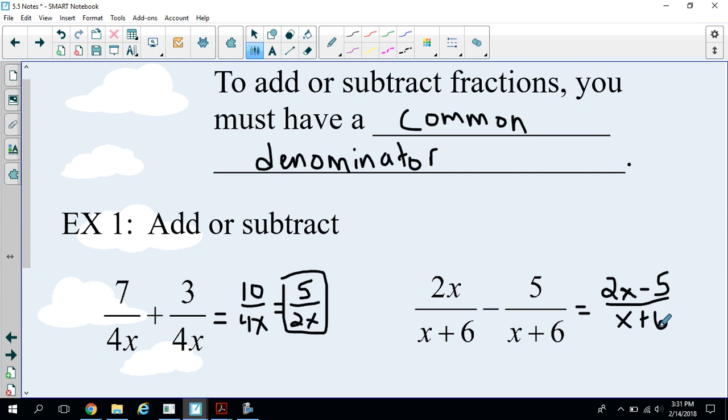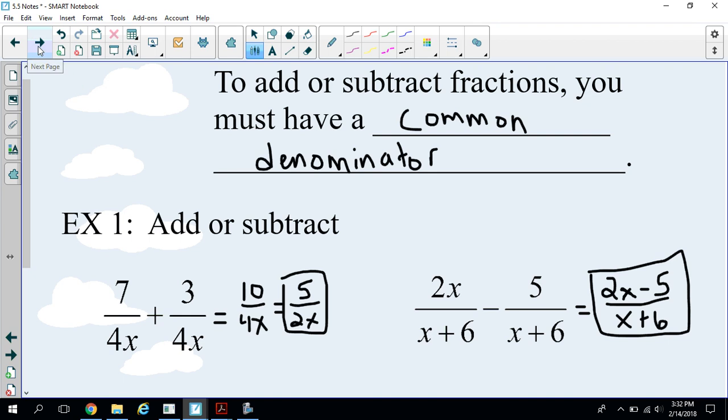Now, unlike the other one, this one we are not able to simplify anymore. It's in simplified form. Notice, we can't get rid of the x's because we're doing subtraction, or doing addition, sorry. The only time we can actually get rid of the x's is if in both the numerator and denominator there is just multiplication.